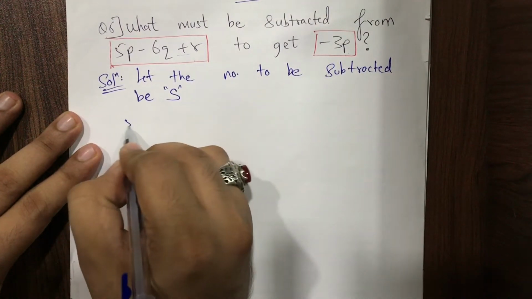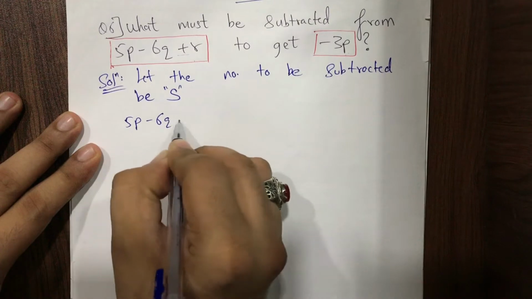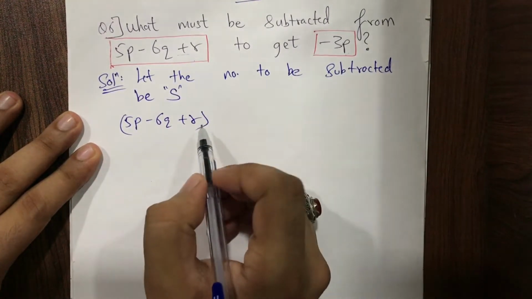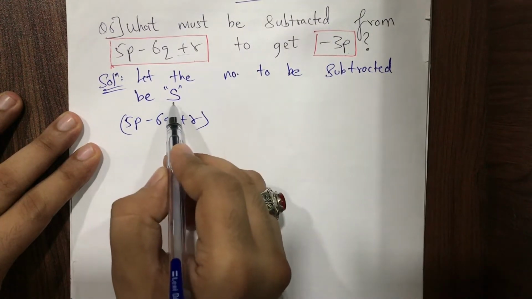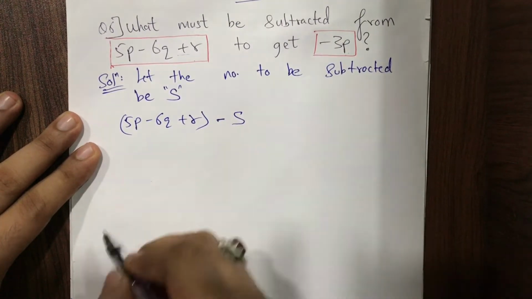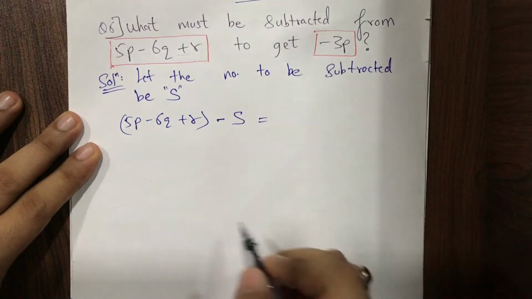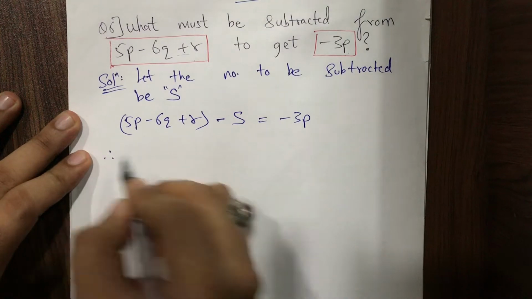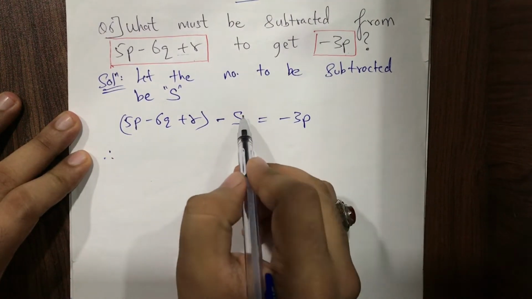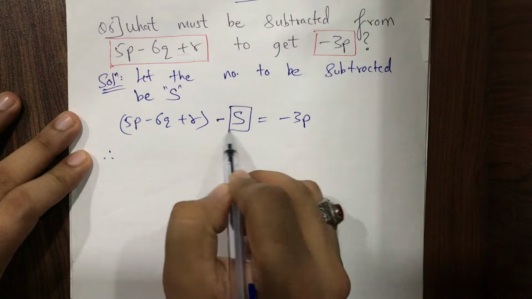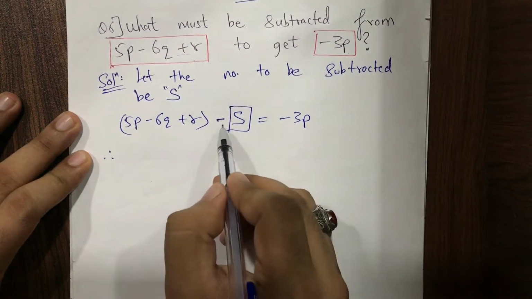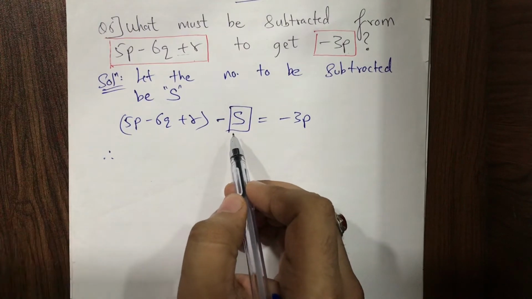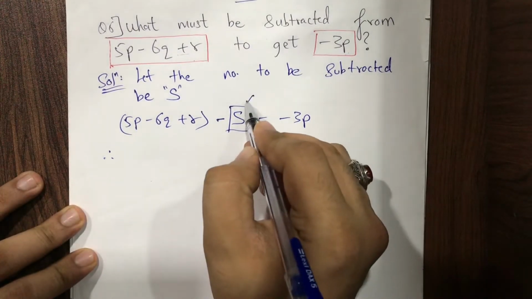Okay, once again, what must be subtracted from this? Okay, so can I say 5p minus 6q plus r? What must be subtracted from this? We supposed that the number to be subtracted be capital S. So minus capital S. And the answer is how much? Answer is minus 3p. This is the answer. Okay. Therefore, we just have to find the value of this S. Here I can see that it's minus S, and I want to know what number I need to subtract. That is, I just want to find the value of this S.